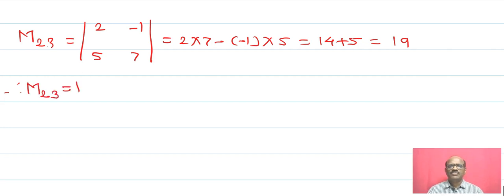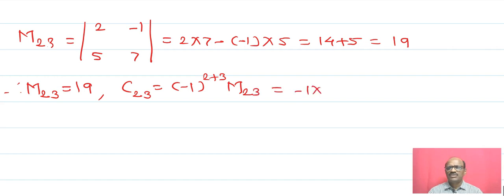Therefore M23 is equal to 19. C23 is minus 1 raised to 2 plus 3, into M23, that is minus 1 raised to 5, which means minus 1. Minus 1 into 19 is minus 19. Therefore the cofactor C23 is minus 19.